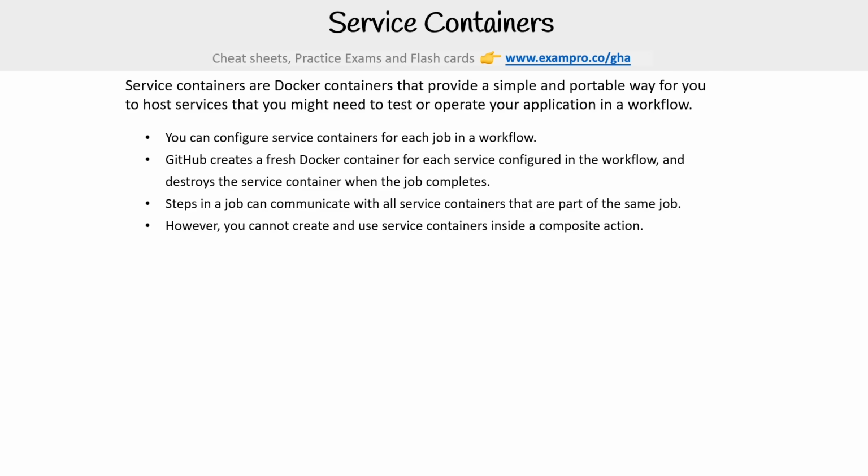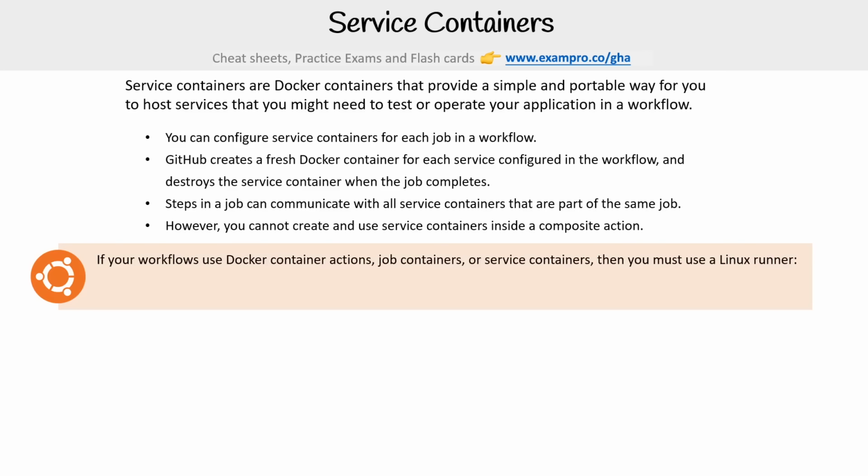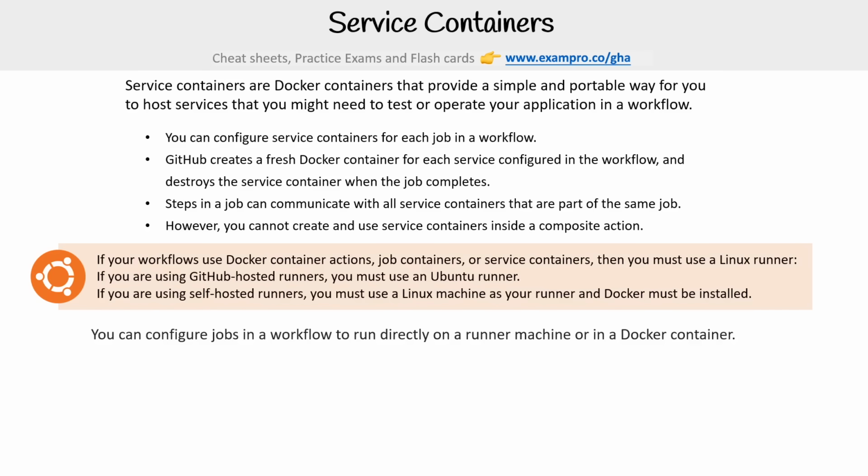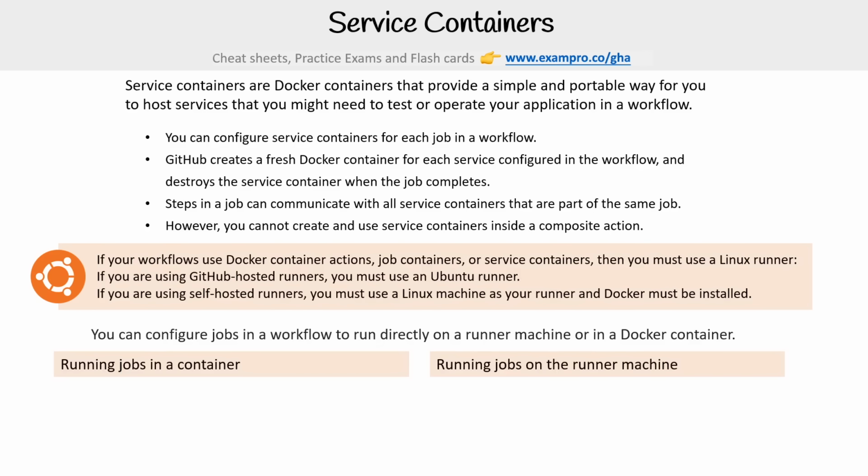However, you cannot create and use service containers inside a composite action. If your workflow uses Docker container actions, job containers, or service containers, then you must use a Linux runner. If you are using GitHub hosted runners, you must use an Ubuntu runner. If you are using a self-hosted runner, you must use a Linux machine as your runner, and Docker must be installed. You can configure jobs in a workflow to run directly on a runner machine or in the Docker container.